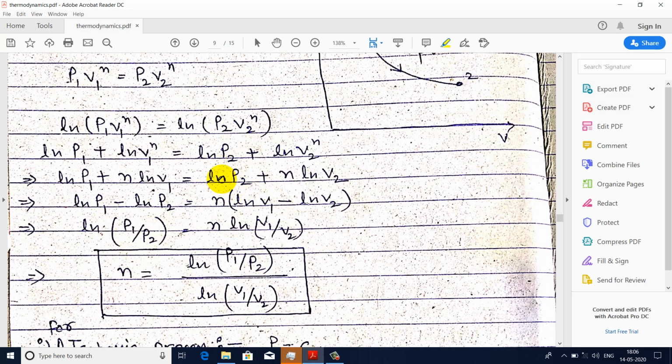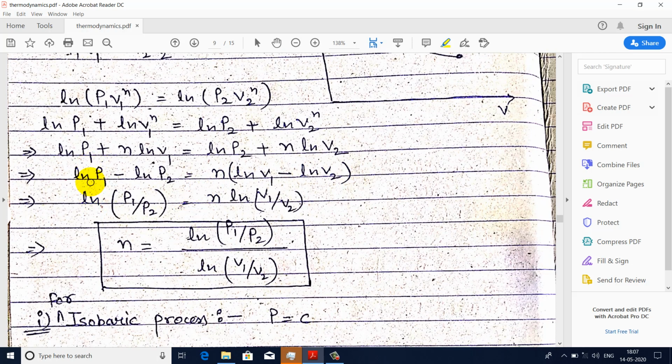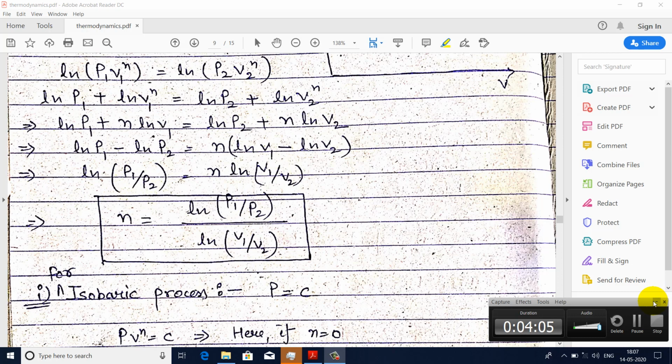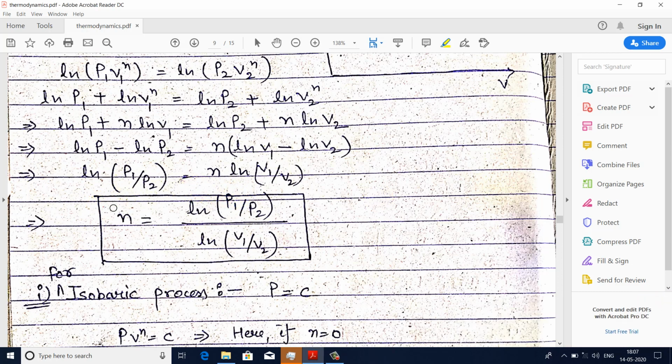Next we take this term to the LHS, so it becomes ln P1 minus ln P2 equals, and we take these terms to the RHS, so it becomes n ln V1 minus n ln V2. Now as we know, ln x minus ln y can be written as ln x upon y. So here we write ln P1 upon P2 equals n ln V1 upon V2. From this the value of n comes out to be ln P1 upon P2 divided by ln V1 upon V2. This is the value for n, which is known as polytropic index. So this is your formula.